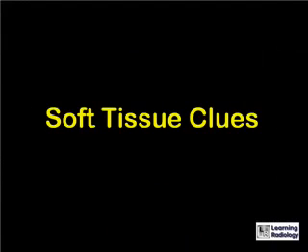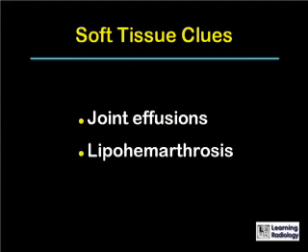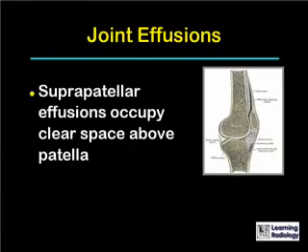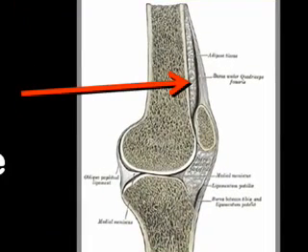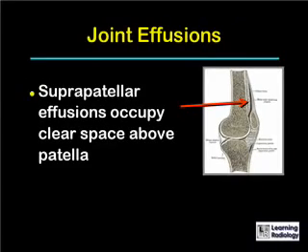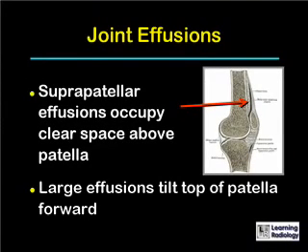There are two soft tissue clues to the presence of an underlying knee injury: joint effusions and lipohemarthrosis. Suprapatellar effusions occupy the clear space which is above the patella and posterior to the quadriceps tendon. When effusions become large enough, they can actually tilt the superior aspect of the patella forward.